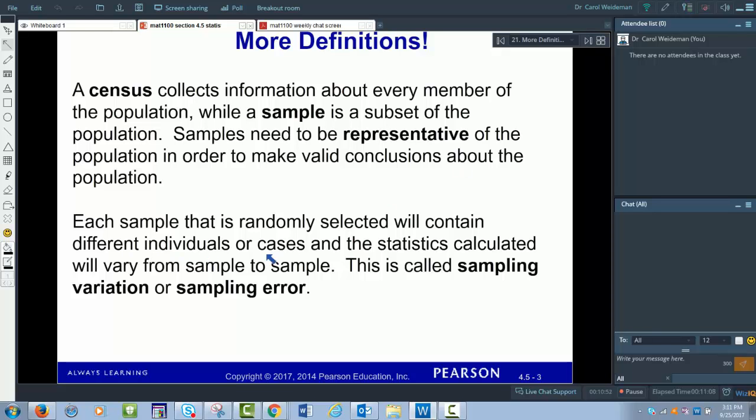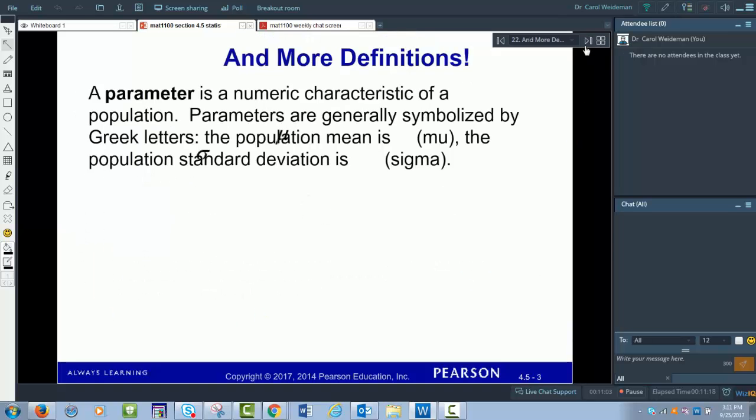Every time we draw a sample from a population, it will contain different cases or individuals, and the statistics that we calculate will vary from sample to sample. And we know this, statisticians know this, it's called sampling variation or sampling error. A parameter is a numerical characteristic of a population.